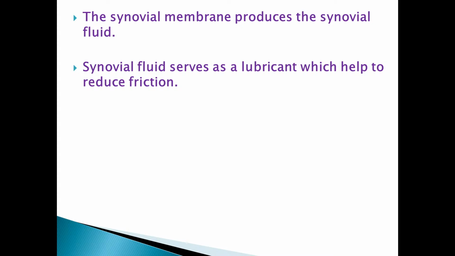So the synovial membrane produces what is called the synovial fluid, right? So there's a part in the joint itself that is called the membrane, and that is what produces the fluid so that it can actually lubricate the joint. So synovial fluid serves as a lubricant which can help to reduce friction, because again once you have two different things rubbing against each other, then what is called friction can occur.